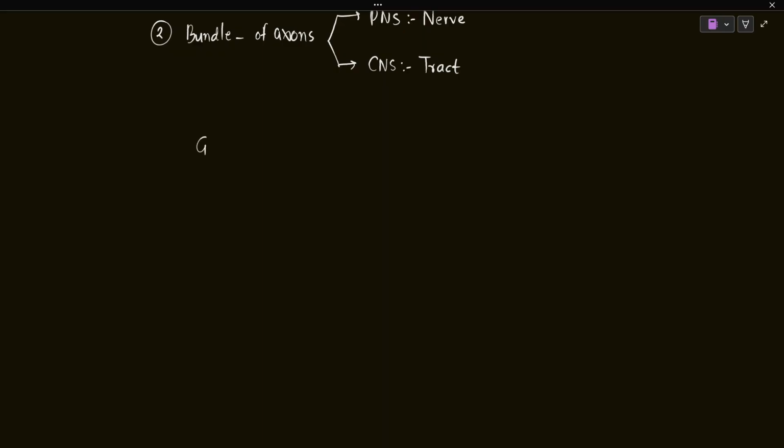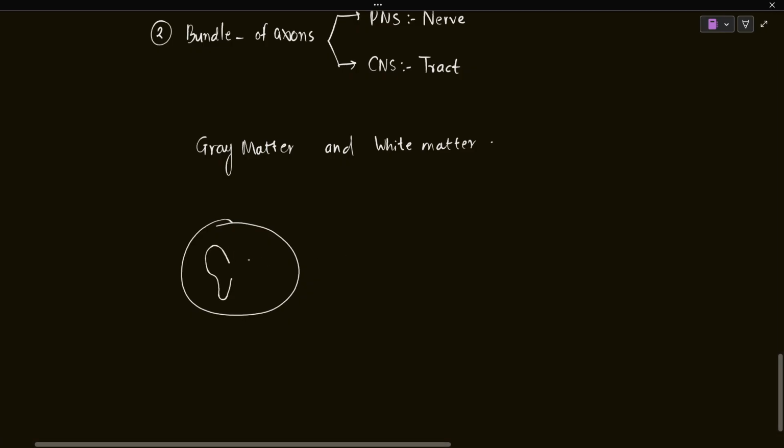There are two more terms: the gray matter and white matter, which are concerned with the myelin sheath. Whenever there's a fresh dissection of the brain and spinal cord, let's say this is a dissected spinal cord, there will be a clear distinction, like there will be two regions, a gray region and a white region.